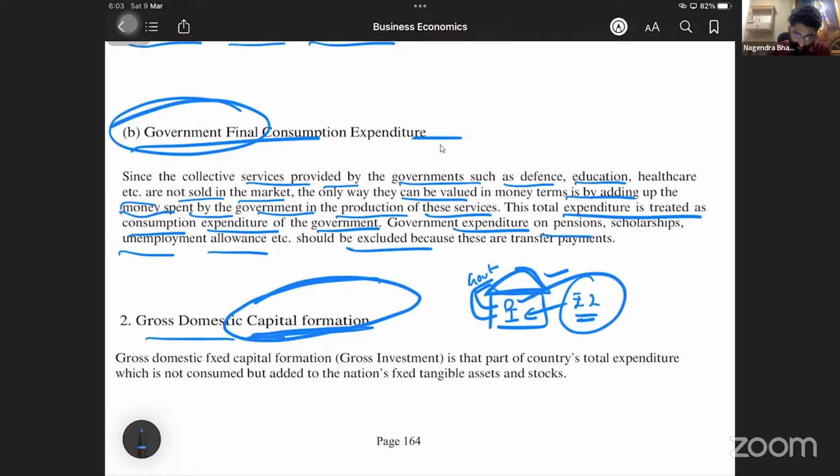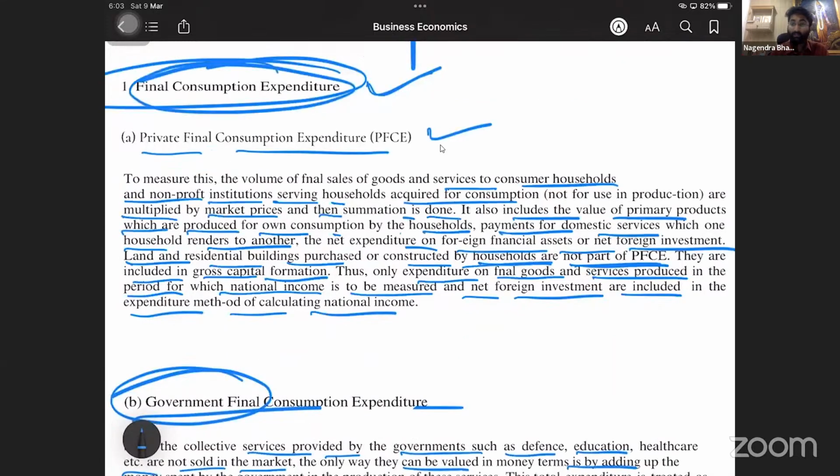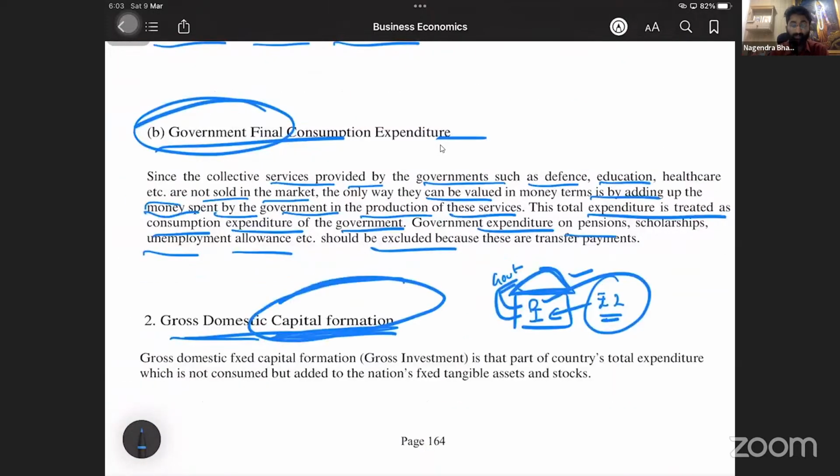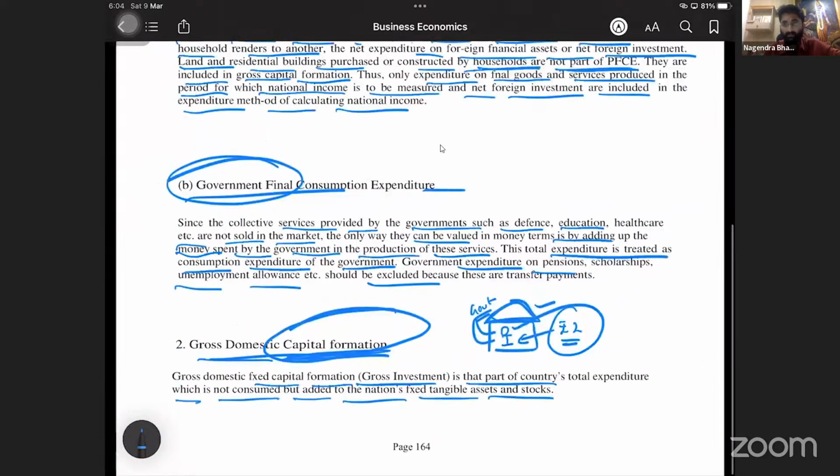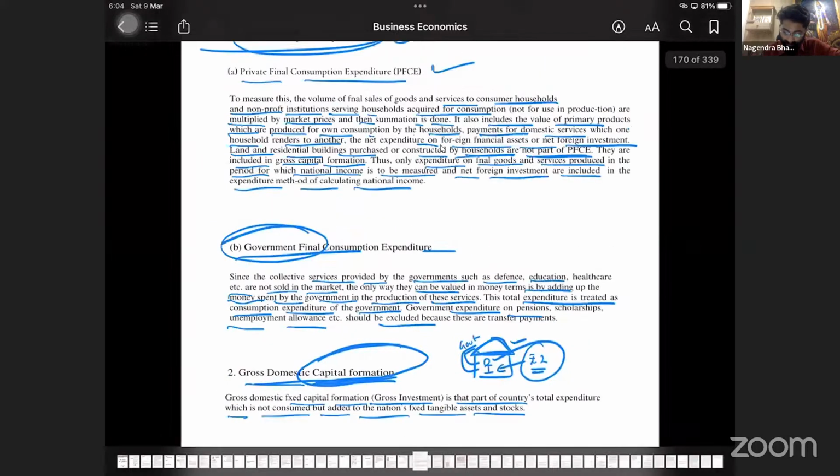Now, gross domestic capital formation. First we discussed final consumption expenditure. Now the next type of expenditure is gross domestic capital formation. Gross domestic fixed capital formation, that is gross investment, is that part of the country's total expenditure which is not consumed but added to the nation's fixed tangible assets and stocks. We are not consuming it, but we are adding to the capital of the country. For example, bridges, dams, roads, houses, and any other structures. All these things are gross domestic capital formation, part of the assets of the country.